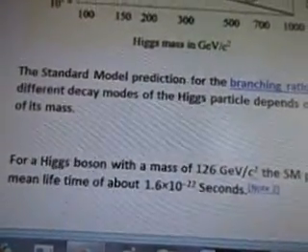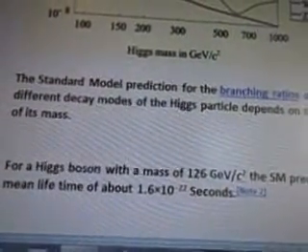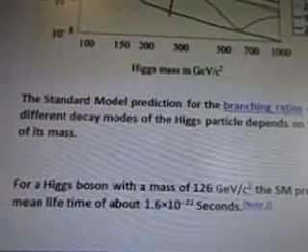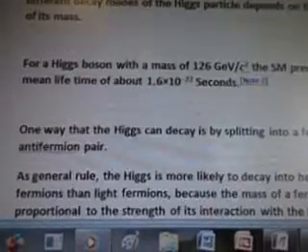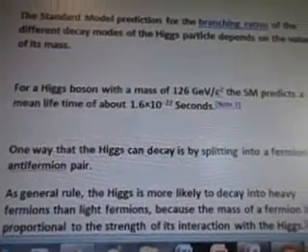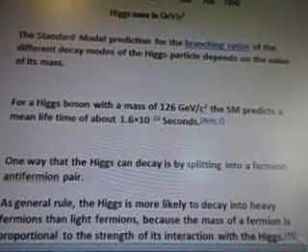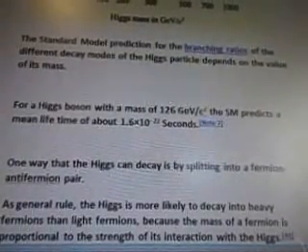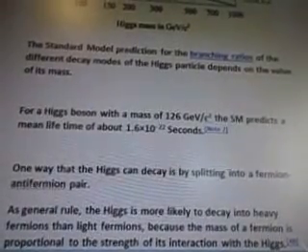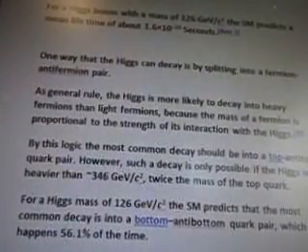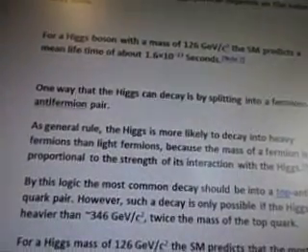So the standard model prediction for the branching ratios of the different decay modes of the Higgs particle depends on the value of its mass. For a Higgs boson with a mass of 126 GeV/c², the SM predicts a mean lifetime of about 1.6 times 10 to the minus 22 seconds. So it doesn't last very long. And what I'm trying to do is find a way to make it last longer.